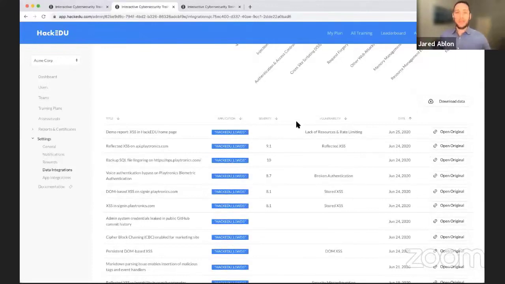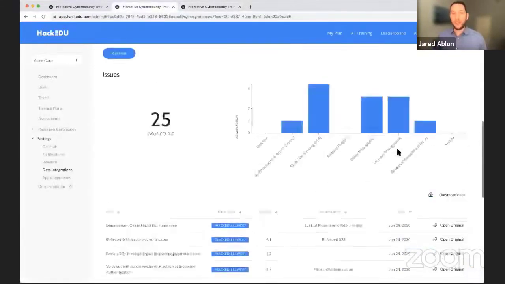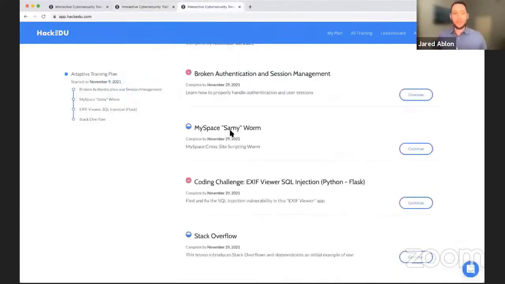And based on that, it's automatically assigning me training. So, broken authentication and session management. As you can see here with this integration, there's an issue there, right? And it's looking at, as I mentioned, maybe the severity is higher there than others. Cross-site scripting is another issue. We actually have the MySpace worm, which was a cross-site scripting issue. So maybe because I already took an initial cross-site scripting lesson, but I'm still having problems, I'll get that assigned to me. So this is all happening automatically behind the scenes. And so that's how our training works in terms of using your own vulnerabilities in code. So with that, I will pause and see if there are any questions.